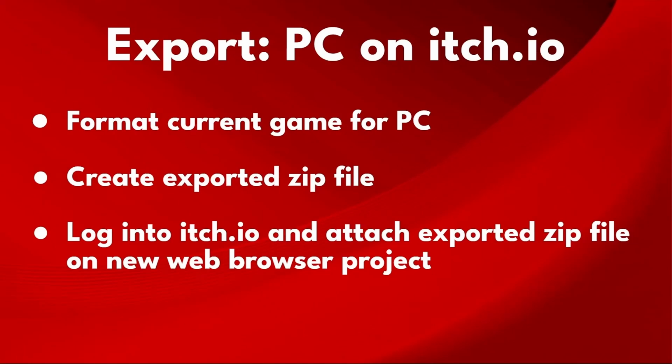In this section, we're going to export our game to PC on itch.io. We're going to start off and format our current game for PC devices. We're then going to create an exported zip file for web browser. From there, we're going to log into itch.io and attach an exported zip file to a new web browser project. Now let's go ahead and jump right in.